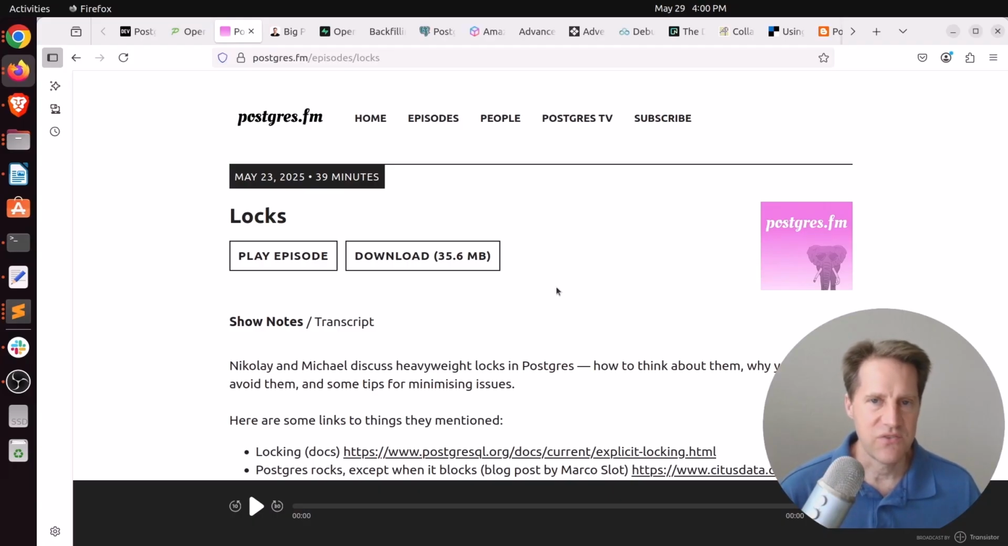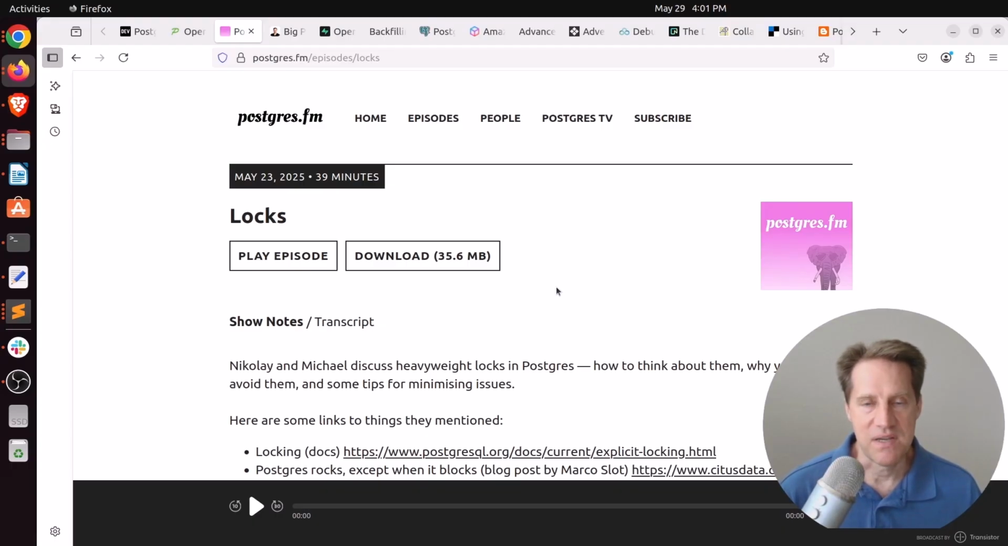And there's all sorts of different lock types, but the way that Nikolai and Michael like to describe it is that you basically have shared and exclusive locks. So shared are generally used for reading. You can have many of them, whereas exclusive locks are for writing, and only one exclusive lock can be on an object at a time. And then within those, you also have table level and row level.